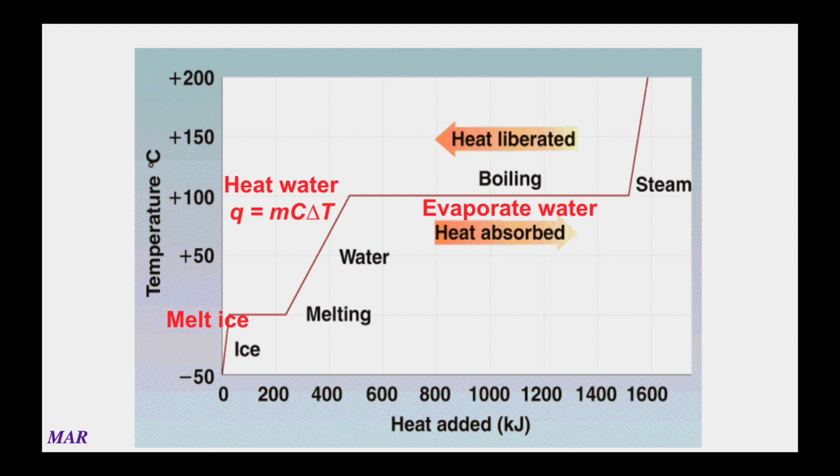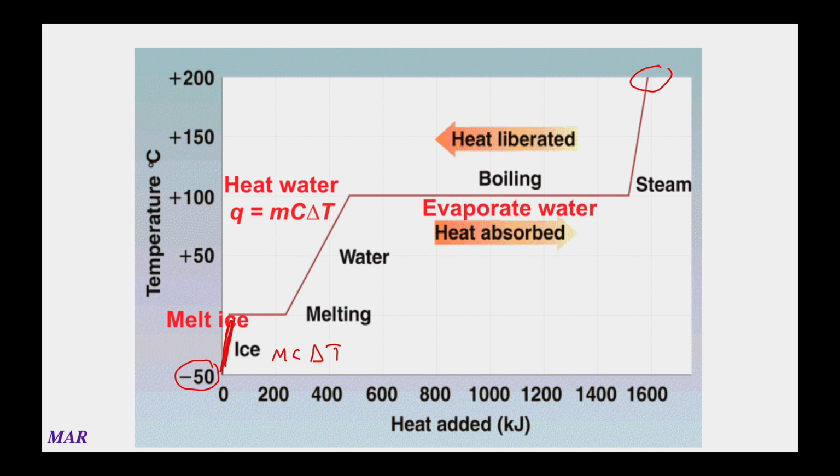It shows the transition of taking ice at minus 50 degrees on the y-axis here, and you're turning it essentially into steam. You could go up to 200 degrees or whatever you want. So notice here there's some parts with a slope. Like this part right here, that's taking the ice from negative 50 to 0, and that would be some type of mc delta T transition.